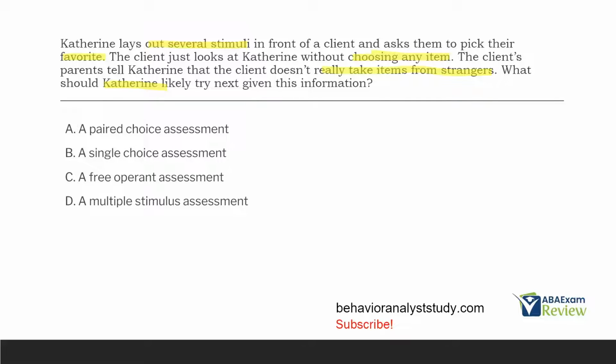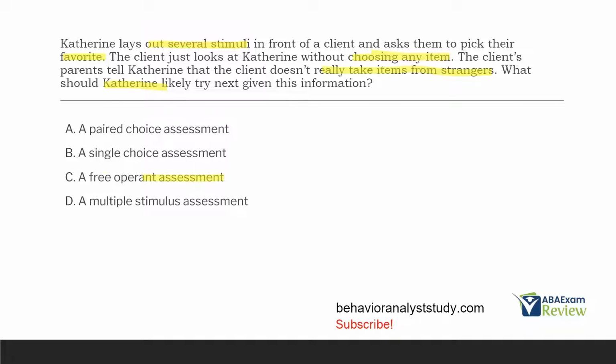Neither is single choice, because single choice, you're still presenting one item and you're expecting the client to engage with the item somehow. But if the client isn't doing anything, isn't choosing items, isn't taking items, a single choice isn't going to be that effective either. So what we're probably looking at is C, a free operant assessment. And with a free operant assessment, we're going to give the client free rein, natural observation, and record as the client naturally engages with the environment.